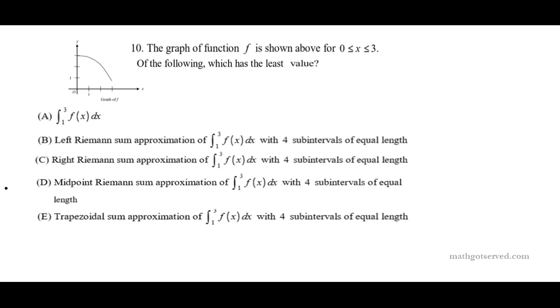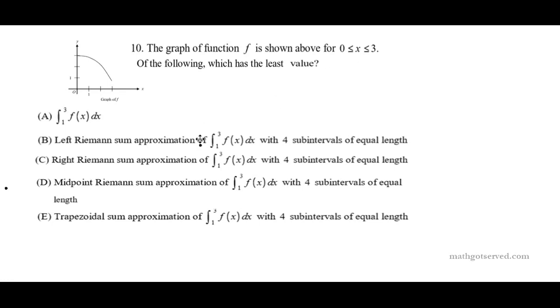All right, let's take a look at question number 10. It reads, the graph of the function f is shown above for 0 to 3. Of the following, which has the least value? So we're looking for the one with the smallest value.